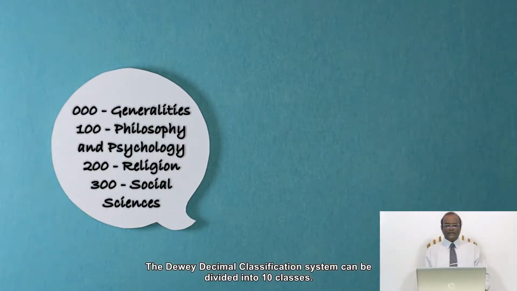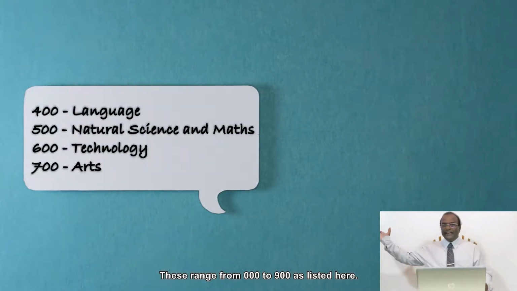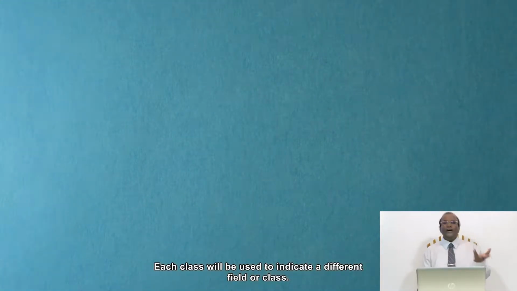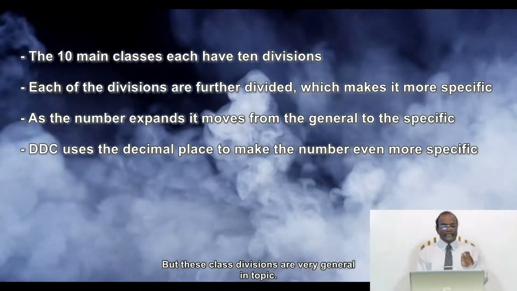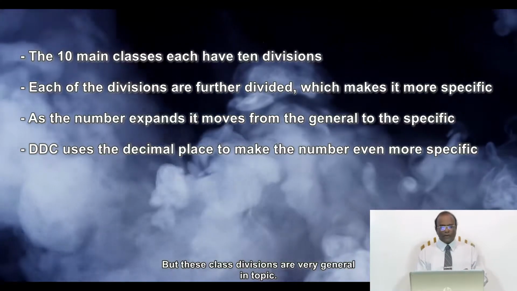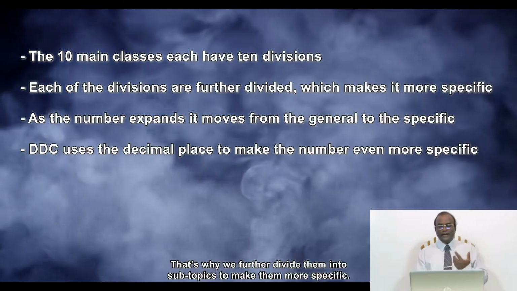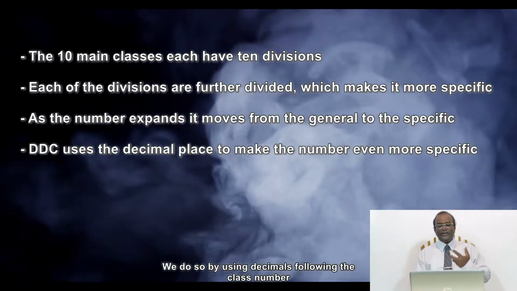The Dewey Decimal Classification System can be divided into 10 classes. These range from 000 to 900 as listed here. Each class will be used to indicate a different field or class. But these class divisions are very general in topic. That's why we further divide them into subtopics to make them more specific. We do so by using decimals following the class number.